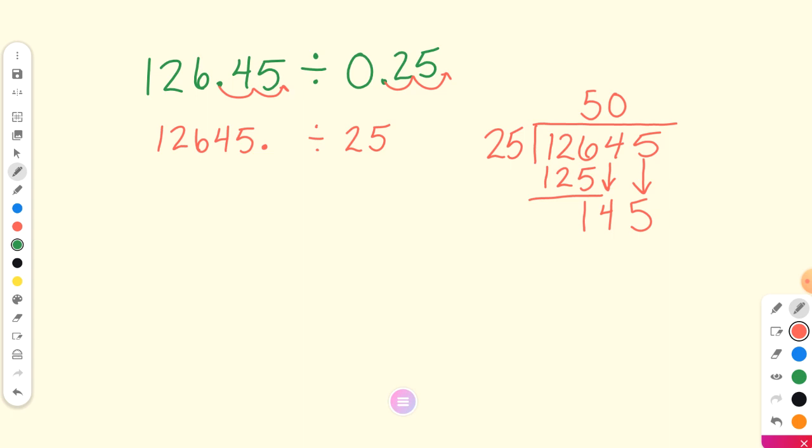Here, let's just count by quarters. What's the first one? 25, 50, 75, 100. Let's keep going. 125, 150. Do we have 150? Nope, we only have 145. So what do we need? Yep, so we need 5. I'm going to put a 5 up there. It's 125.